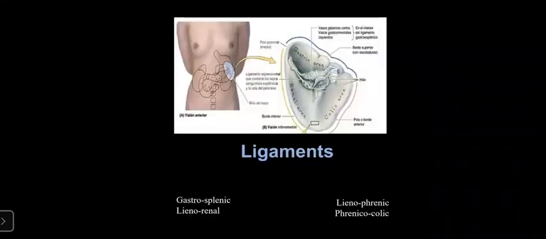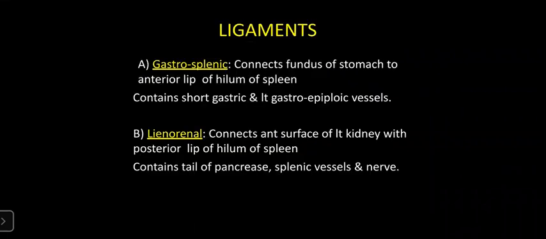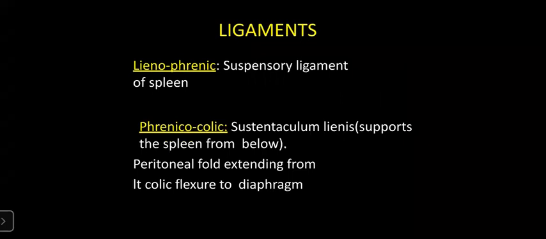Now the ligaments of the spleen: we have the gastrosplenic, splenorenal, splenophrenic, and phrenicocolic ligaments. The gastrosplenic ligament connects the fundus of the stomach to the anterior lip of the hilum of the spleen and contains the short gastric and left gastroepiploic vessels. The splenorenal ligament connects the anterior surface of the left kidney with the posterior lip of the hilum of the spleen and contains the tail of the pancreas, splenic vessels, and nerves. The phrenicocolic ligament supports the spleen from below; it is a peritoneal fold extending from the colic flexure to the diaphragm.